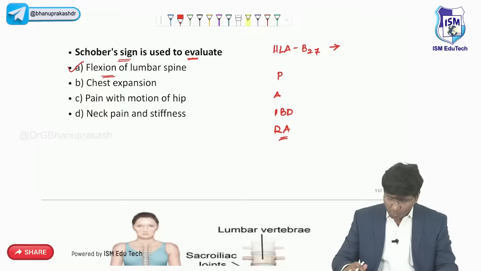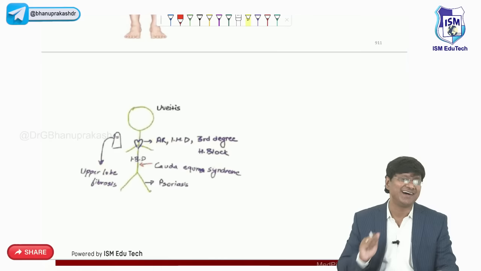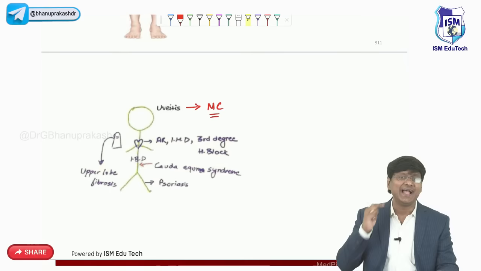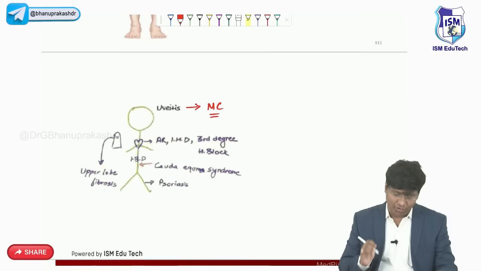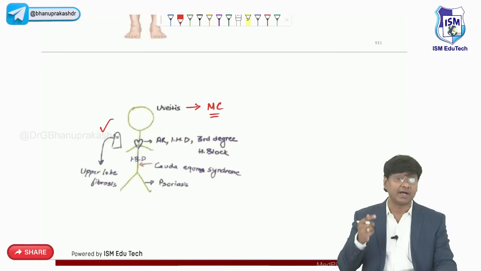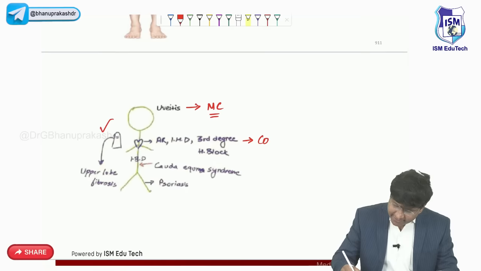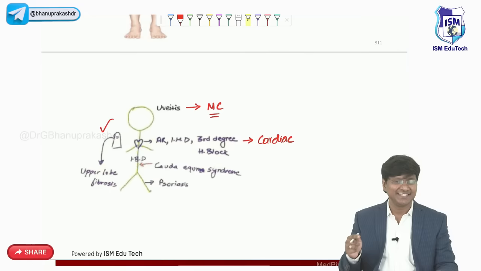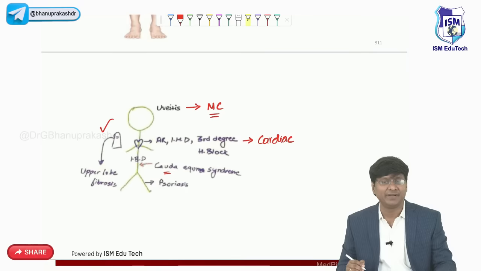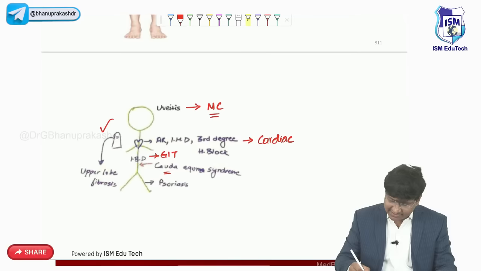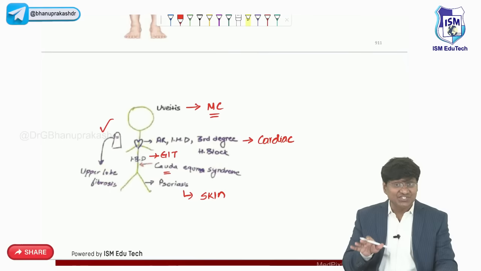Okay? And in these patients with ankylosing spondylitis, not only the joint manifestations, you also have extra-articular manifestations. What are the extra-articular manifestations in ankylosing spondylitis? The most common extra-articular manifestation is anterior uveitis. Then there will be lung involvement in the form of upper lobe fibrosis. Cardiac involvement is in the form of aortic regurgitation, ischemic heart disease, and third degree heart block. There is spinal cord involvement in the form of cauda equina syndrome, GIT involvement in the form of inflammatory bowel disease, and skin involvement in the form of psoriasis. So these are the extra-articular manifestations in ankylosing spondylitis.